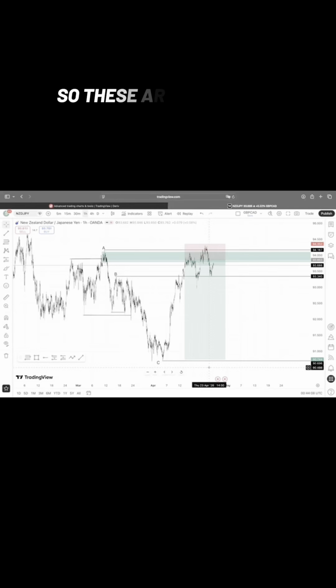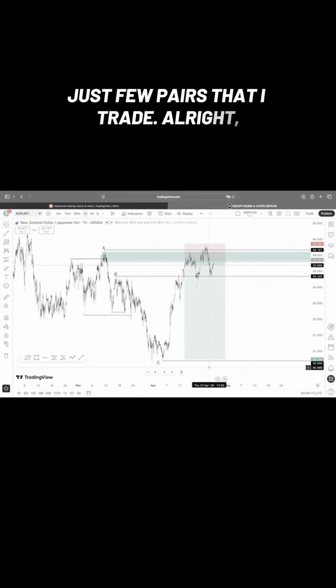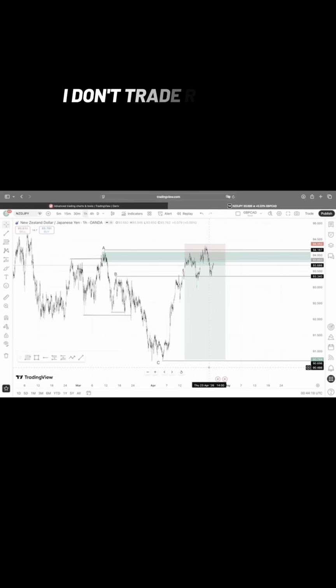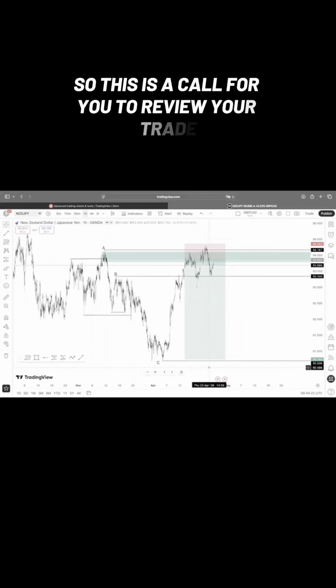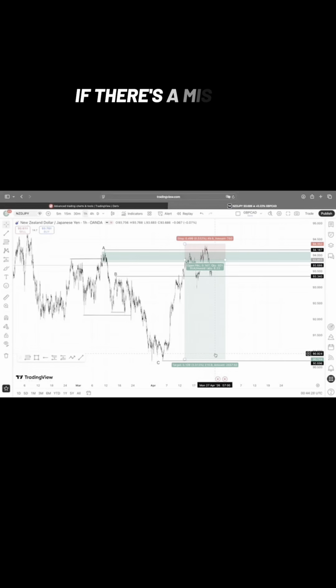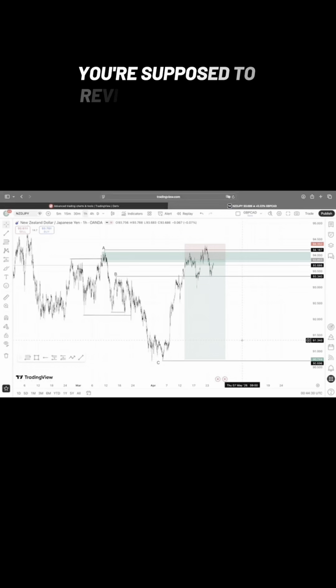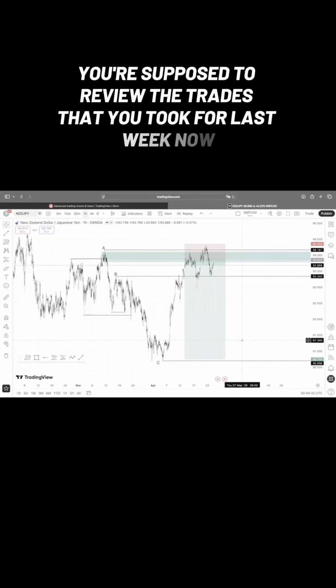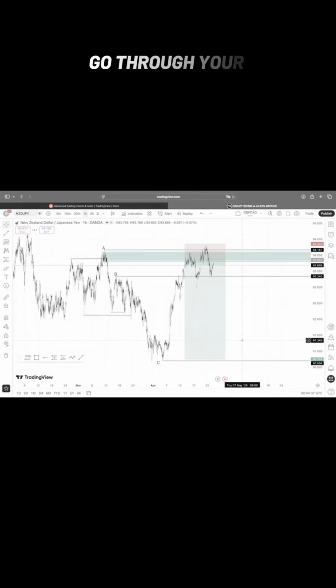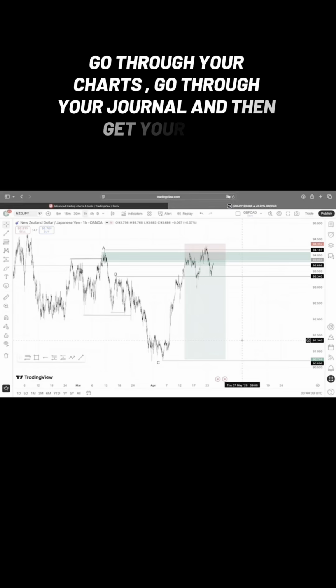All right, so these are basically the trades, just few pairs that I trade. I don't trade too much. I trade the best setup. I don't trade random. I trade the best. So this is a call for you to review your trades and then prepare your mindset for the new week. All right, if there's a mistake that you made, you're supposed to review the trades that you took last week now, because today is Sunday, and then go through your charts, go through your journal, and then get your mind prepared.